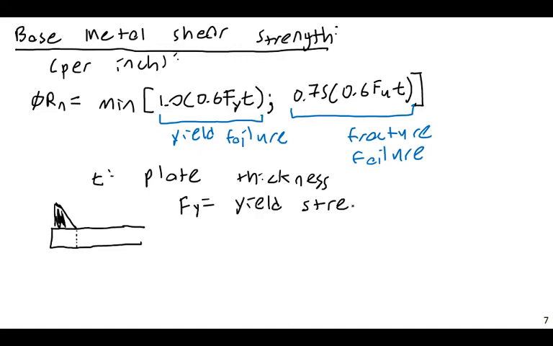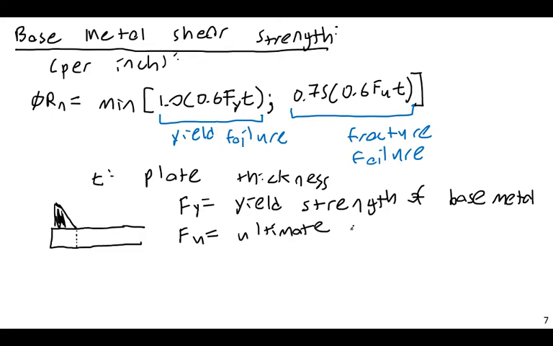yield strength of base metal, and Fu is going to be the ultimate strength of the base metal. But again, we see that 0.6 to transform it from tension to shear of base metal.